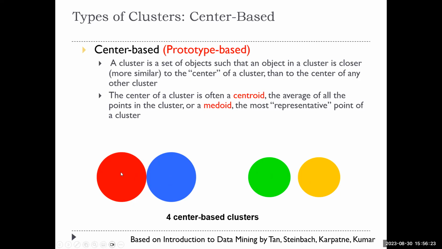This red point is assigned to this center, this cluster, but this blue point is closer to its own center than to the center of the red. Okay? So you see that although the objects here at the boundary of this red circle and blue circle are very close to each other, they are put into different clusters. This could be a problem, for example. But this is usually a very popular approach.